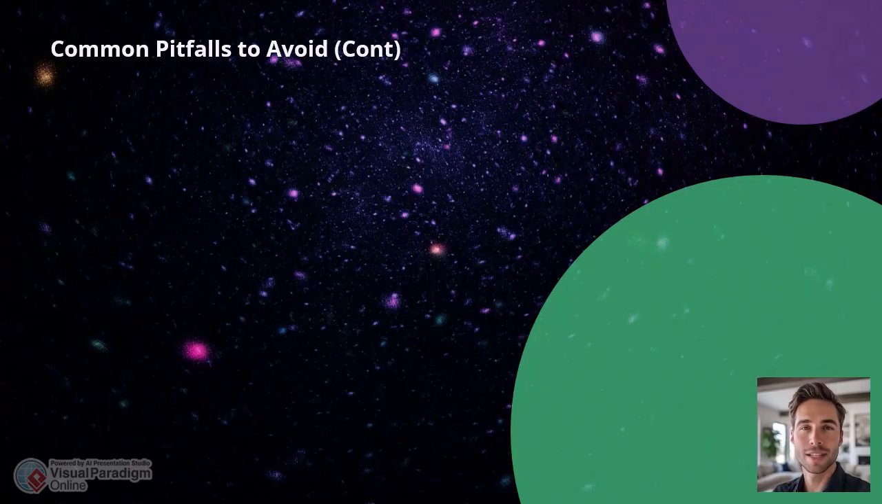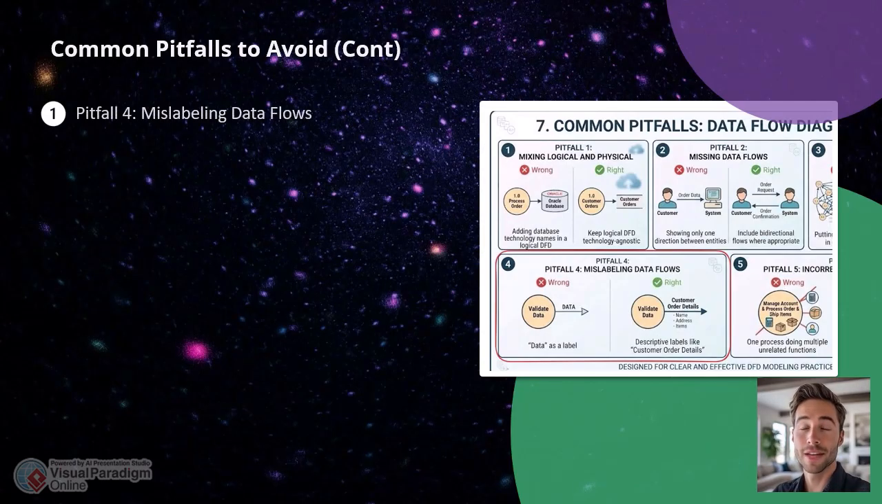Let's continue with the remaining pitfalls. Never use generic terms like just data to label your flows. Instead, use descriptive labels that explain exactly what is moving. For example, write customer order details instead of simply order.